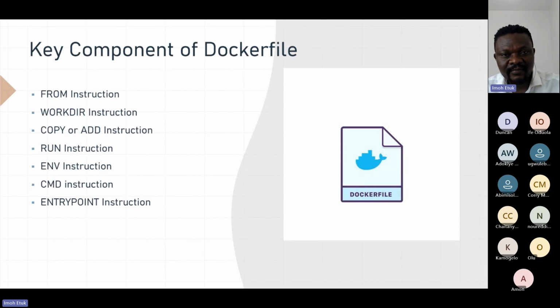So we also have the RUN command. What the RUN command does is the execution of commands inside the container during the build process. This is the command that is actually used to install software packages and other dependencies that your application requires to run. So we also have the CMD instruction, which simply gives us the default command to run when your container is started. For instance, once I start my container, what is the default command that will run? That is simply defined in the CMD instruction.